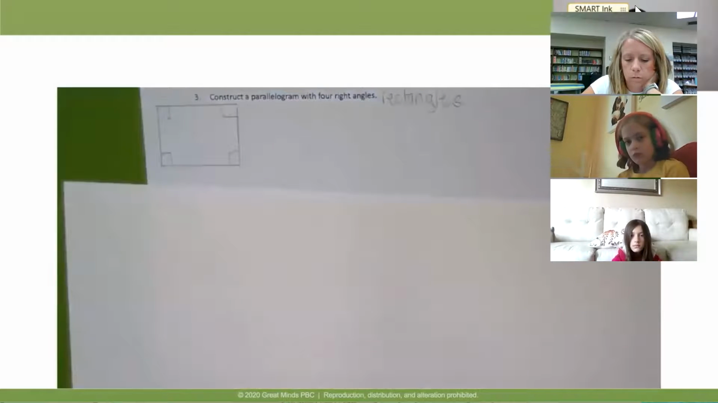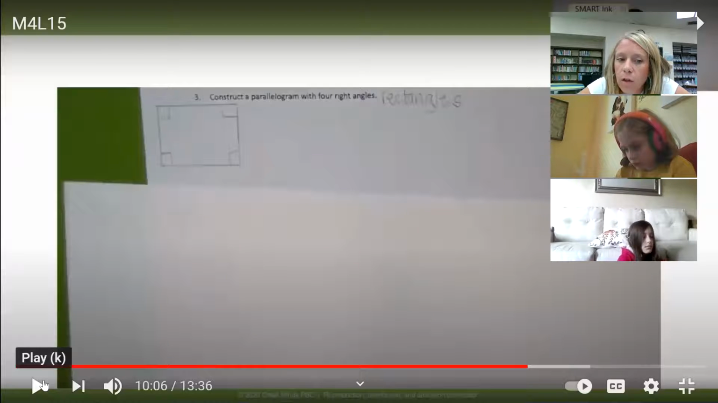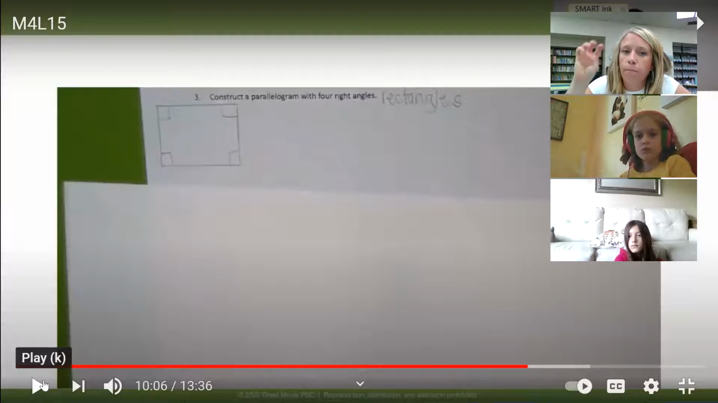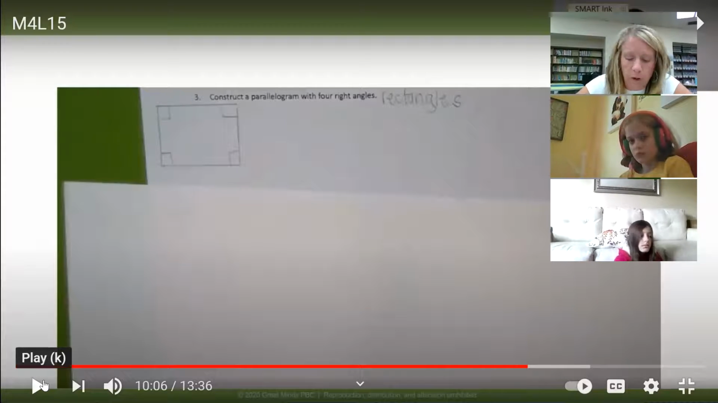I'd like you to pause the video here to construct 2 more rectangles for problem 3. I'll see you back here in a bit. Okay, now you're going to go and write rectangles on number 3. And you're going to try to draw 2 other polygons that have 4 sides. Both sides are parallel, and there are 4 right angles. So you should be able to make an L in every corner of your polygon drawing.